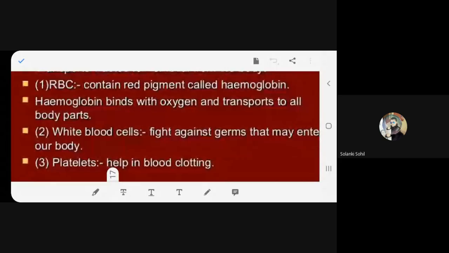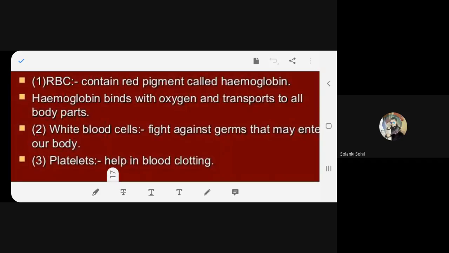Now we will see the cells of the blood. Number one, RBC. What is RBC, beta? What is the full name of RBC? Red blood corpuscles or red blood cells. What is the full form, beta? Say with me: red blood cells or red blood corpuscles. There are two names for it. So I hope now you understand the full form of RBC.